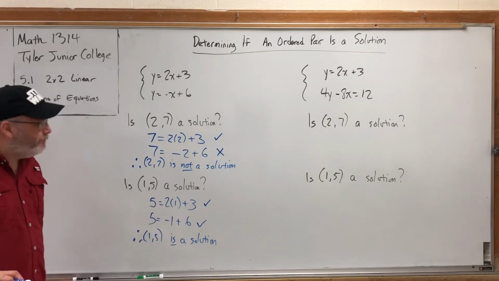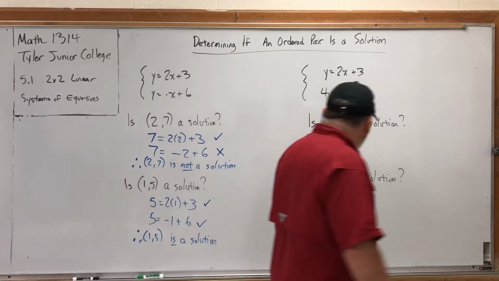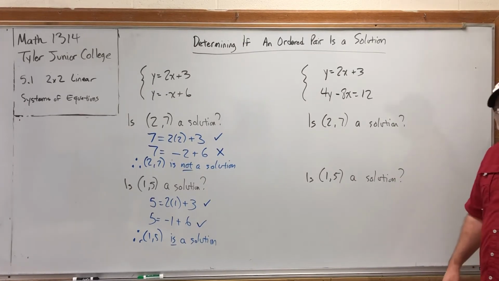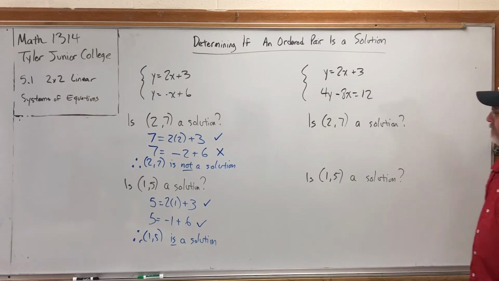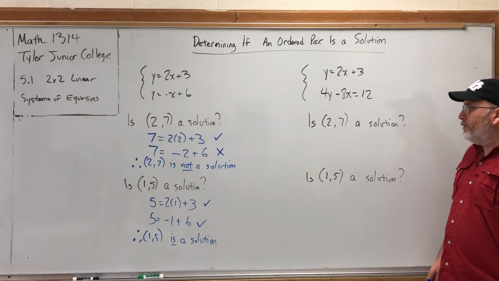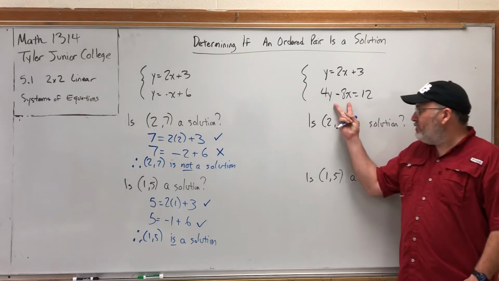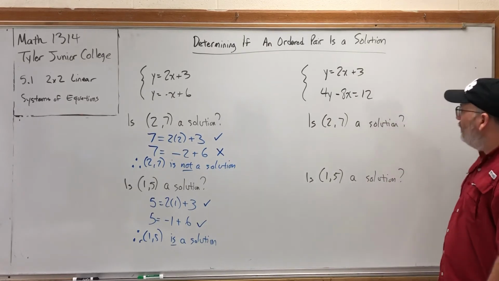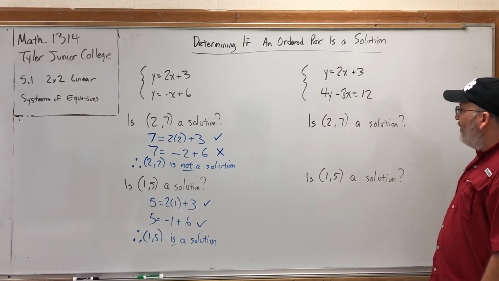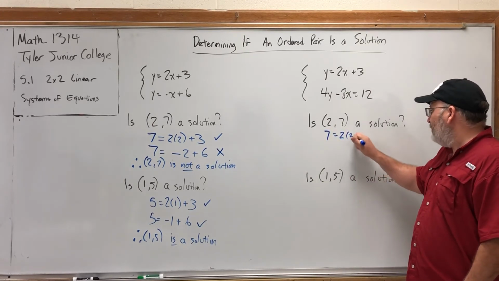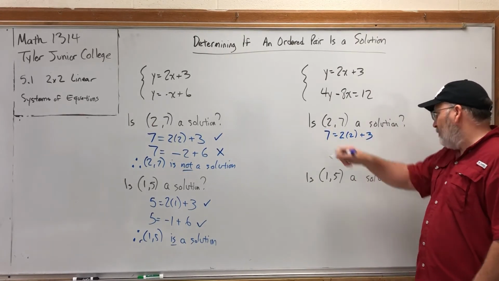Let's try one more. You may notice that these are the same ordered pairs that I tried in the previous example, and that the first equation is the same, but the second one is different. It's 4y minus 8x equals 12. Be very careful when substituting into the second equation because the y precedes the x. Just be careful. If we substitute 2 and 7 into the first equation, we'll get 7 equals 2 times 2 plus 3. But just like over there, that's still true.